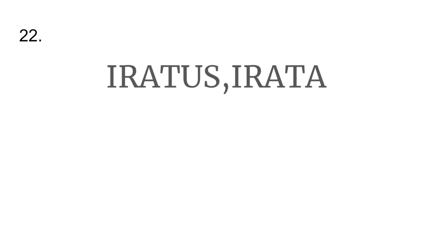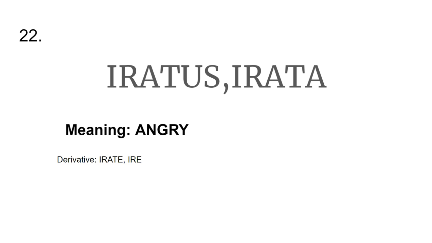All right, number 22, eratus, errata. There are two forms here because this is an adjective. One is for the masculine, one is for the feminine. So we would say that a boy is eratus and a girl is errata. And it means angry. We've had this word in the past. Some words that come from this are irate, which in English just means the same thing. It means angry. And ire. Ire is a noun, but it is like that anger, that white hot anger that you might feel if you are indeed eratus.